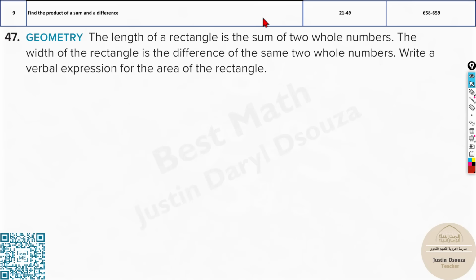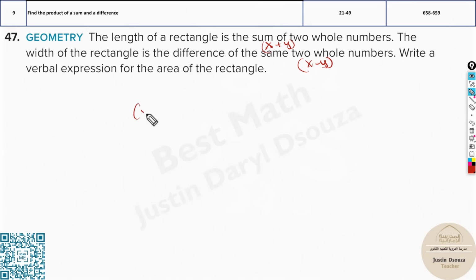And now we will see some real world problems. The length of a rectangle is the sum of two whole numbers. Okay, the length of a rectangle is the sum of two whole numbers. Let me take it as x and y. Is that okay? Sum of two whole numbers, x plus y. The width of the rectangle is the difference of the same two. Okay, they are telling it's difference, x minus y. Okay, write a verbal expression for the area of the rectangle.